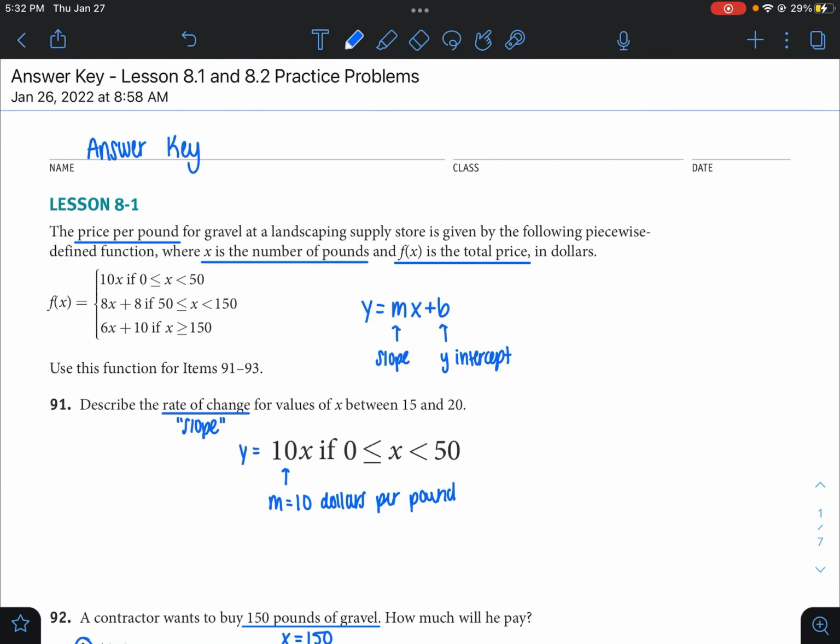All right, this is the answer key video for the lesson 8.1 and 8.2 practice problems. Okay, so again here in 8.1, if we start off here, we're looking at the price per pound of gravel, where X is the number of pounds and F of X is the total price.